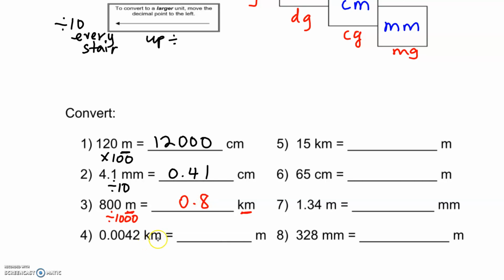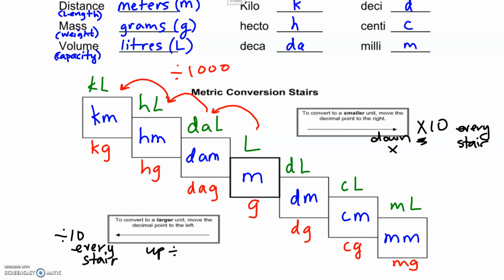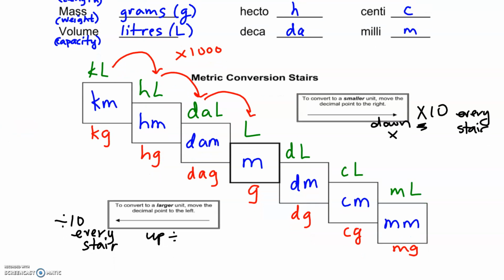Okay, let's try the next one. So we're going to look at our units. We're starting at kilometers and we're going to meters. So let's go to our staircase. I'm going to erase this so it gets out of the way. So we're starting at kilometers up here, and I'm going down to meters. 1, 2, 3. And I landed on meters. So I'm multiplying because I am going down the staircase and it's 3 stairs, so that means 3 zeros. So I'm timesing by 1,000.